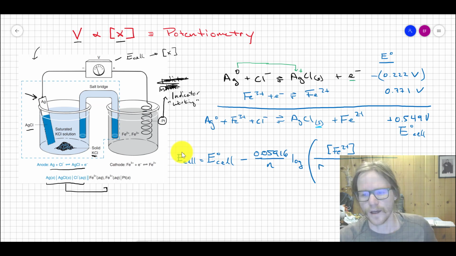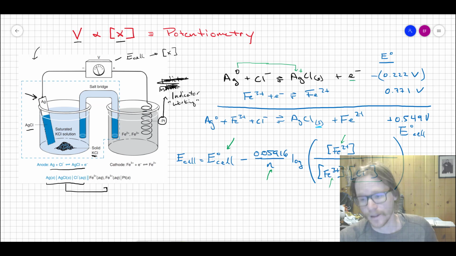That's divided then by iron 3 plus, and then chloride ion concentration. So we know the E naught cell because we can compute it. That's just a theoretical value. We know n. We don't know iron 2 plus yet. We don't know iron 3 plus.